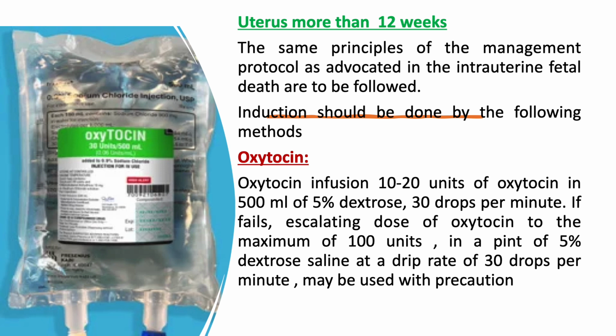Management when the uterus is more than 12 weeks. The same principles of the management protocol as advocated in intrauterine fetal death are to be followed. The induction should be done by the following methods. The first thing is oxytocin. The oxytocin infusion is 10 to 20 units of oxytocin in 500 ml of 5% dextrose, started at 30 drops per minute. If it fails, escalate the dose of oxytocin to a maximum of 100 units in a pint of 5% dextrose saline at a drip rate of 30 drops per minute. But this should be used with precaution because a side effect of oxytocin may be uterine rupture.